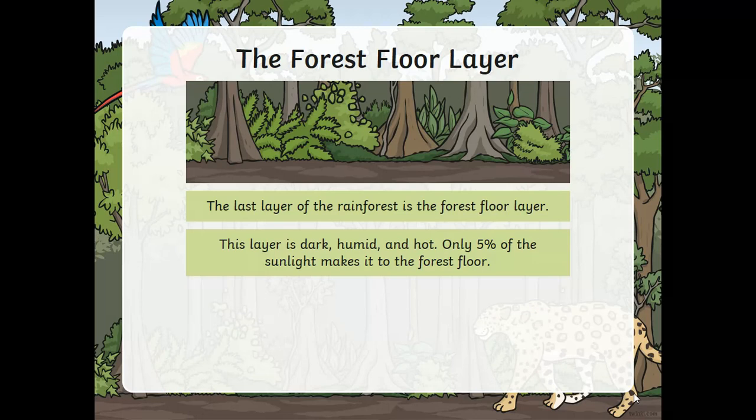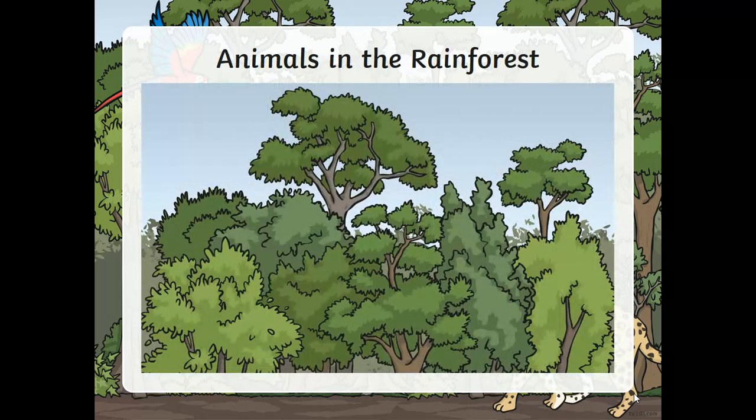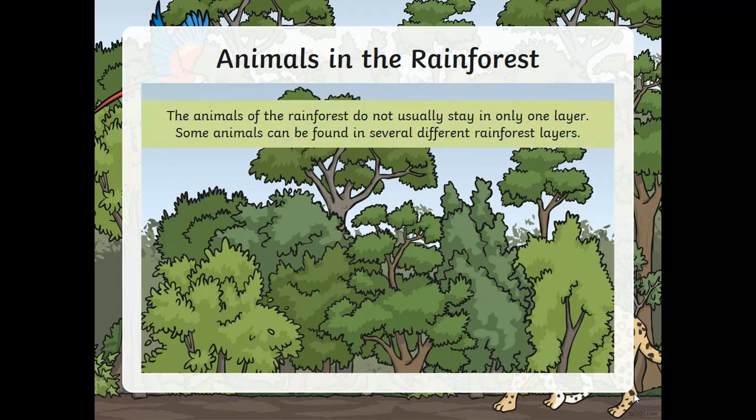Have a little think. Why do you think only 5% of the sunlight makes it to the forest floor? Think about all those other layers that may potentially cause a blockage of the sun. Anteaters, jaguars, and scorpions are some of the animals that live in the forest floor layer. Some of the animals, we've had a little look already.